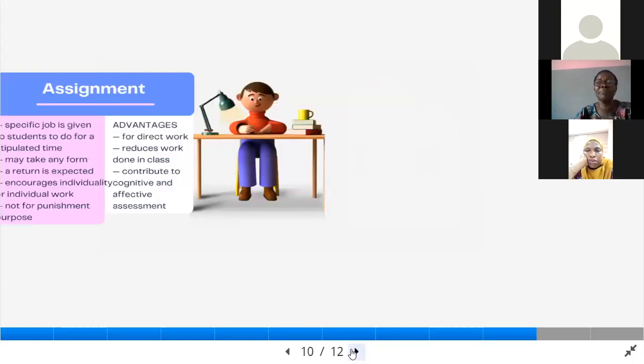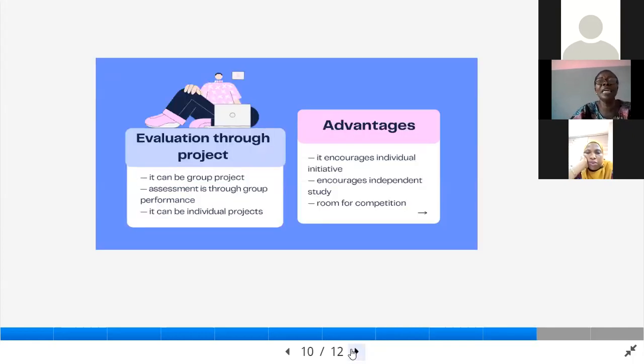Let's look at the next method. The next method is evaluation through project. You want to evaluate your classwork through project. Now, I have taught you this. I want to give you an assignment. Go and carry out this project. And we're saying that this type of evaluation through project can be in group project.